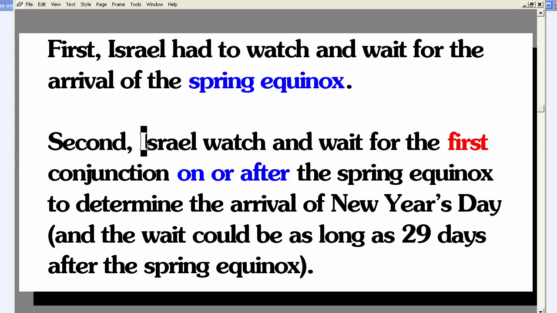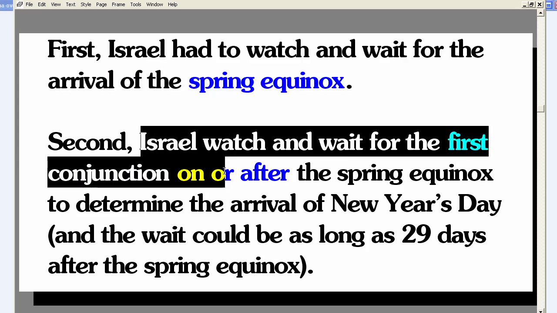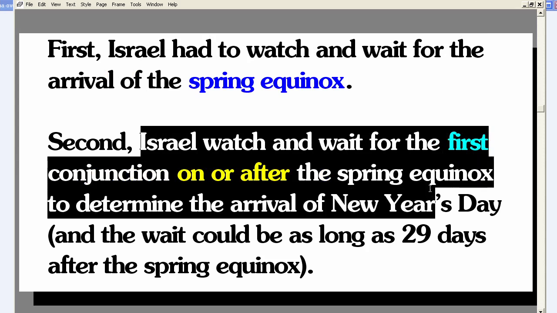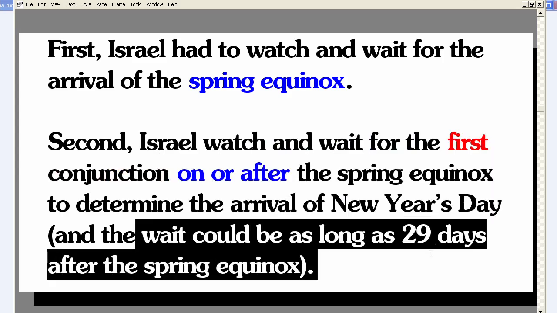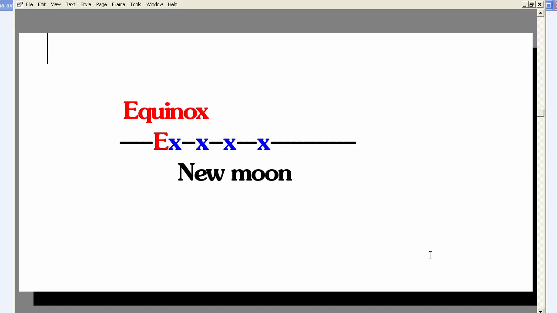Second, Israel had to watch and wait for the first conjunction on or after the spring equinox to determine the arrival of New Year's Day. And the wait for New Year's Day could be as long as 29 days after the spring equinox.